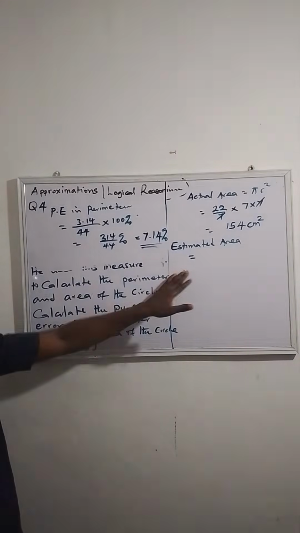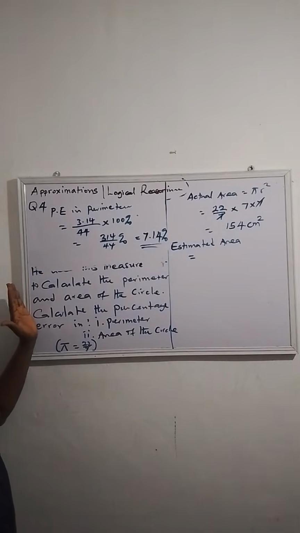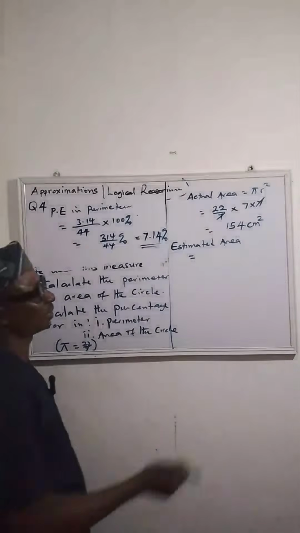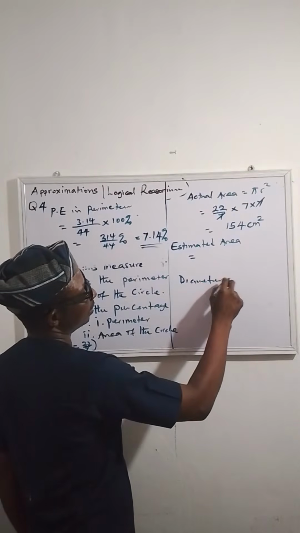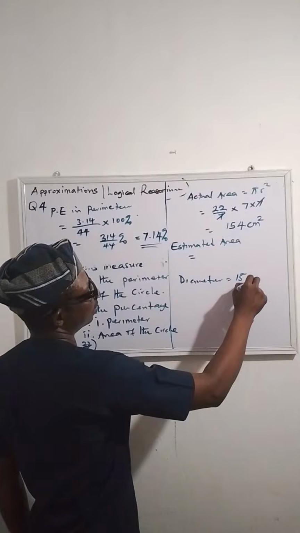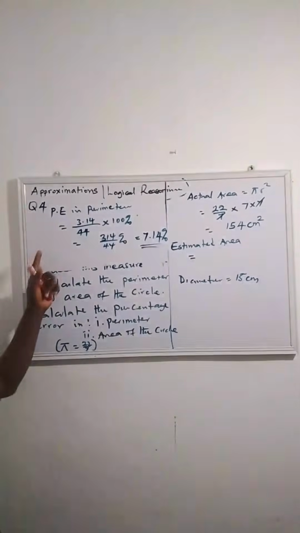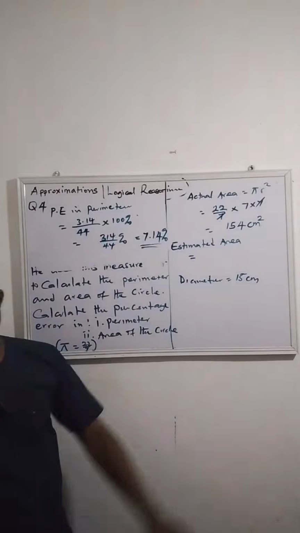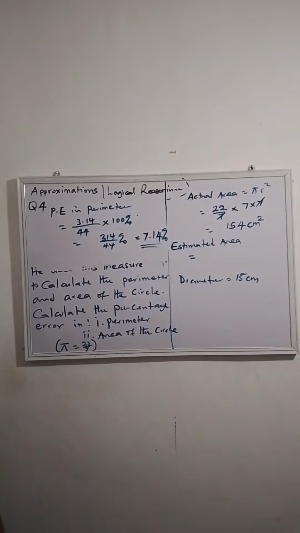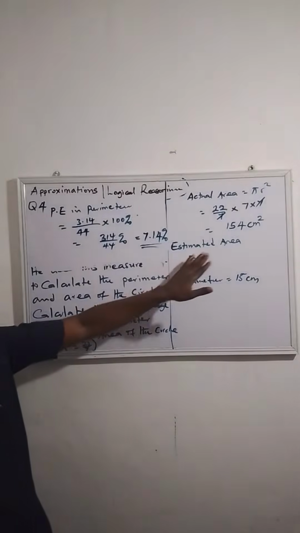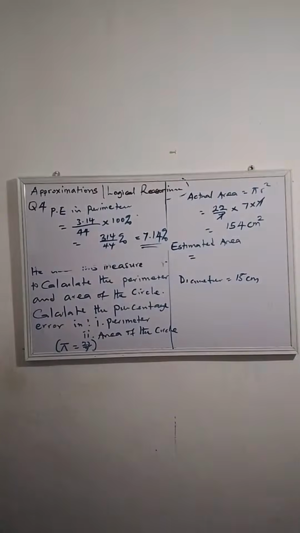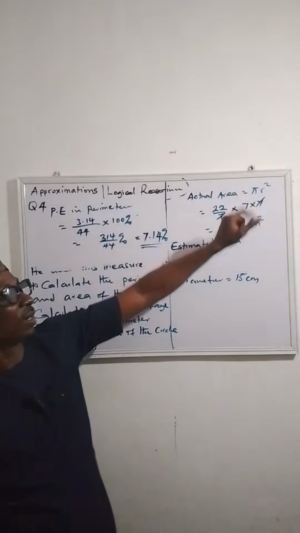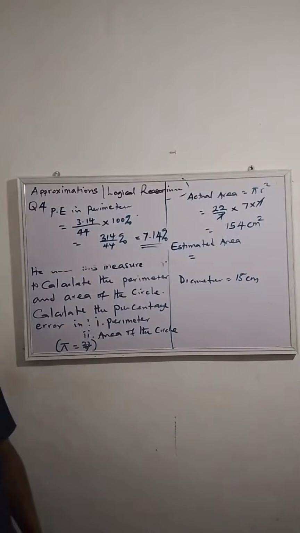Don't forget that the estimated diameter is 15 centimeter. Okay, I've cleaned that here. So estimated diameter is 15 centimeters. So now can you get the estimated area? So I've gotten the actual area. So what's going to be the estimated area? Now you can see the formula for finding area of a circle.